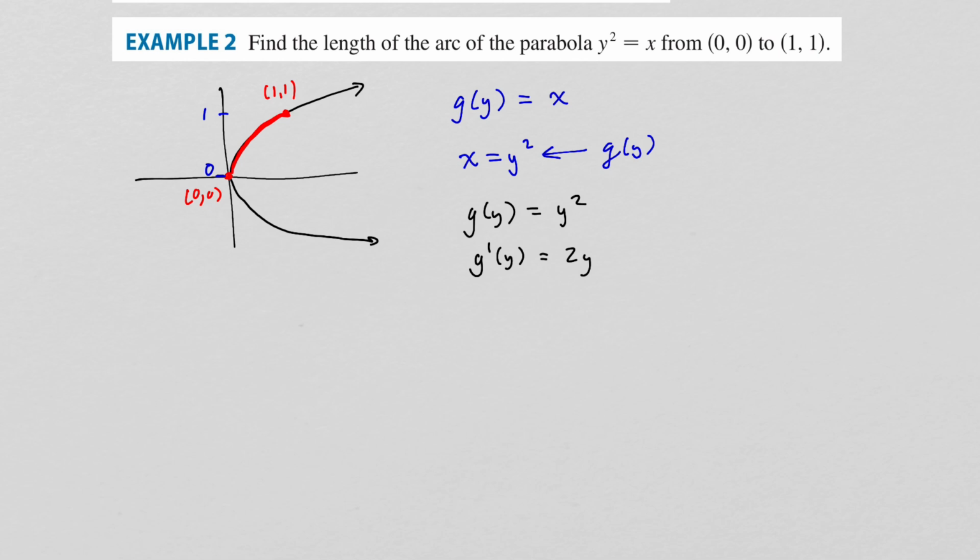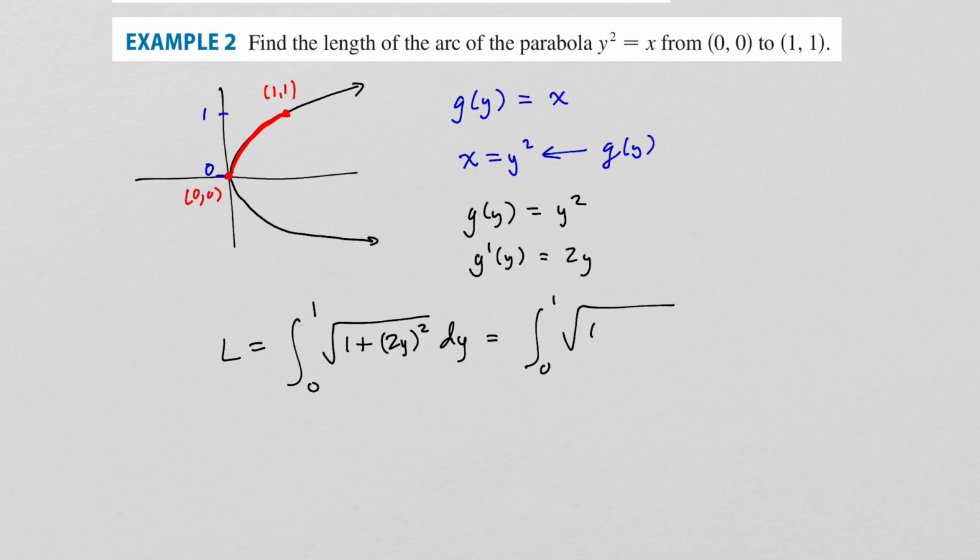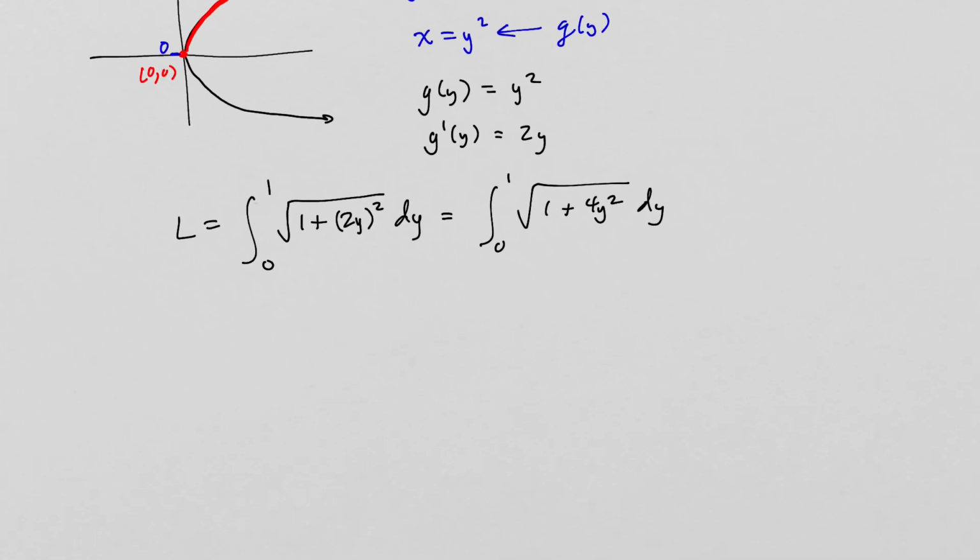And now to find the arc length, it's just going to be the integral from 0 to 1 of the square root of 1 plus g prime of y, which is 2y, quantity squared, dy. And this is the integral of the square root of 1 plus 4y squared dy. Now, how do we do this integral? Well, it turns out this is a trigonometric substitution.